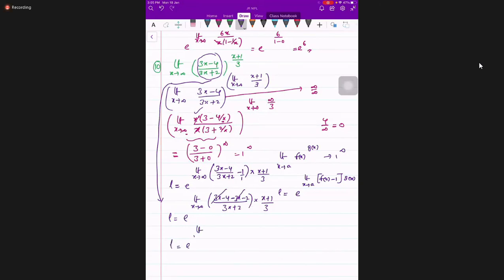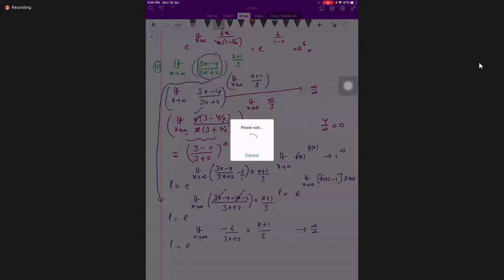Limit x tends to infinity of (minus 6 upon 3x plus 2) into (x plus 1 upon 3). Now again we are substituting the limit at infinity. We are having two places with x, so it's actually again infinity by infinity. But how to evaluate that situation? You can take x common. Again, the maximum powers available in the question, we need to take common. Following or not, students, all of you?